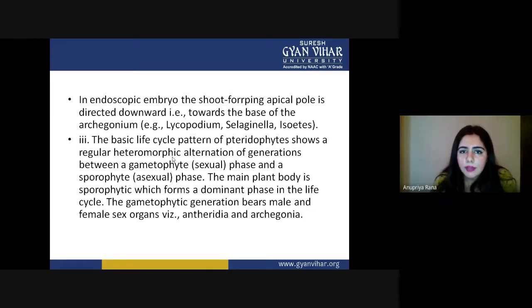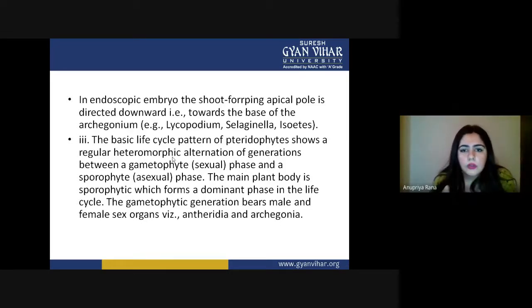And this cycle or this process is called heteromorphic alternation of generation. And this is the key of reproduction in pteridophytes. If someone knew everything and asked you, do you know what kind of life cycle pattern is present inside the pteridophytes? And you tell them, yes, heteromorphic alternation of generation is present inside the pteridophytes, he knows that you know.